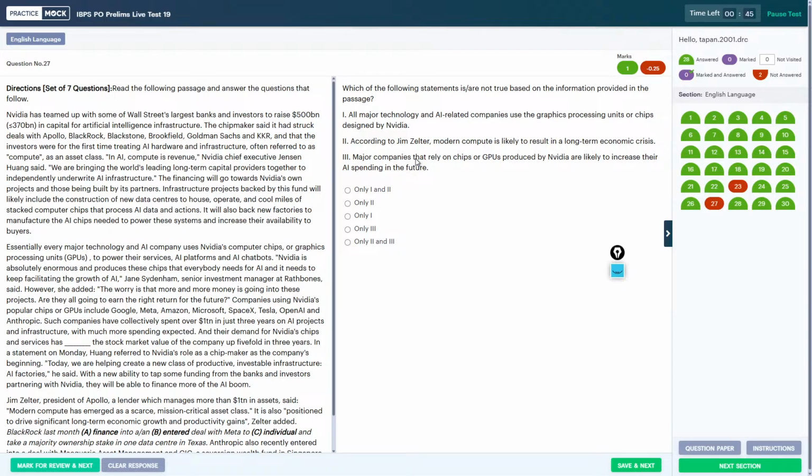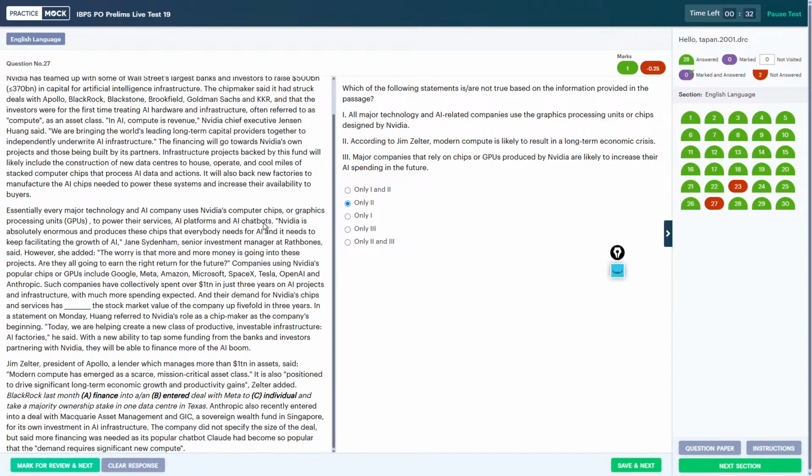According to Jim, modern computer is likely to result long-term economic crisis. Not necessarily. Major companies rely on chips of GPU are likely to increase their AI spending in the future. Spending expected. So I think only 2.